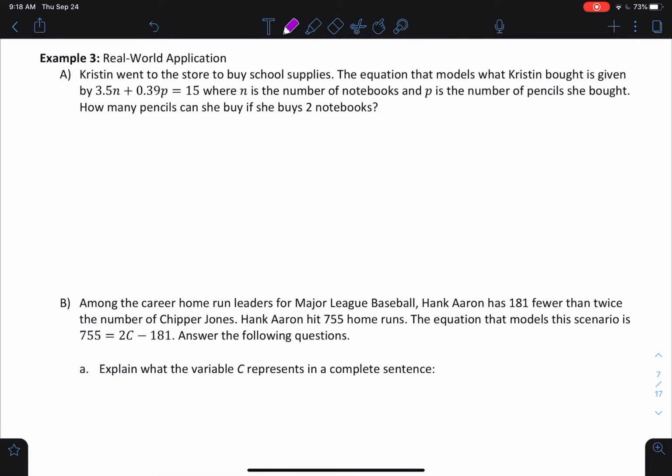All right, so some real world applications. In example A, Kristen went to the store to buy school supplies. The equation that models what Kristen bought is given by 3.5n + 0.39p = 15. All right, so we have this equation. N represents the number of notebooks, and p represents the number of pencils she bought. How many pencils can she buy if she buys 2 notebooks?